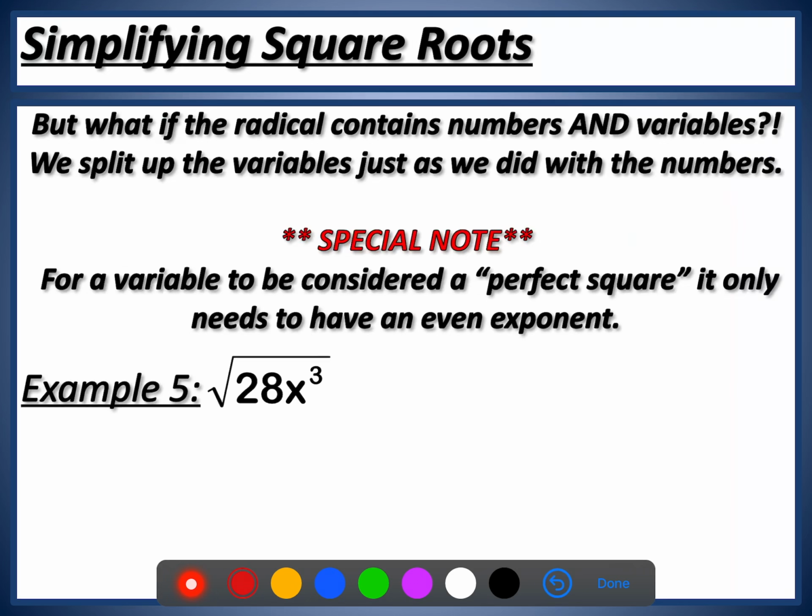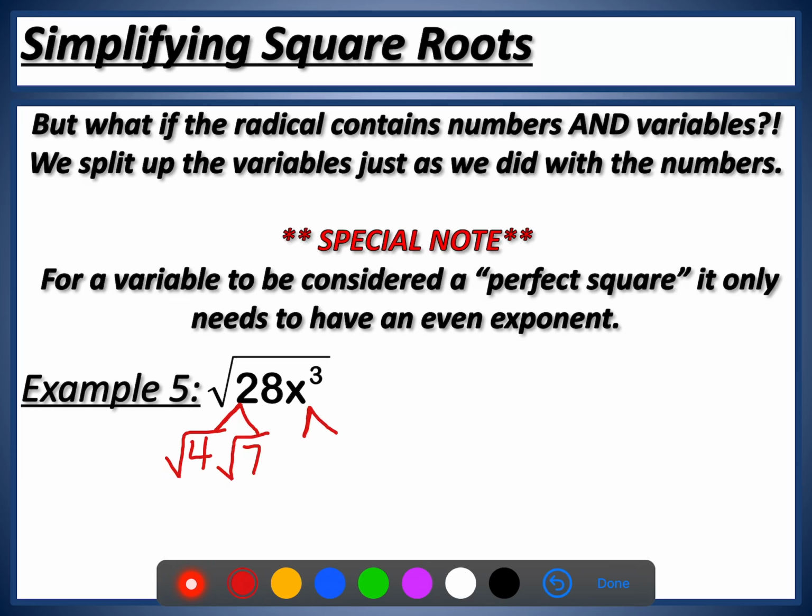Now we're going to start putting variables underneath the square root. In order to take the variable out, we mentioned very briefly at the start that we need to have an even exponent because we have to be able to cut it in half, because we add exponents together when we multiply. If something does not have an even exponent, we're going to split it down to the closest even number. First we're going to split up our coefficient. For 28, we're going to use 4 and 7.